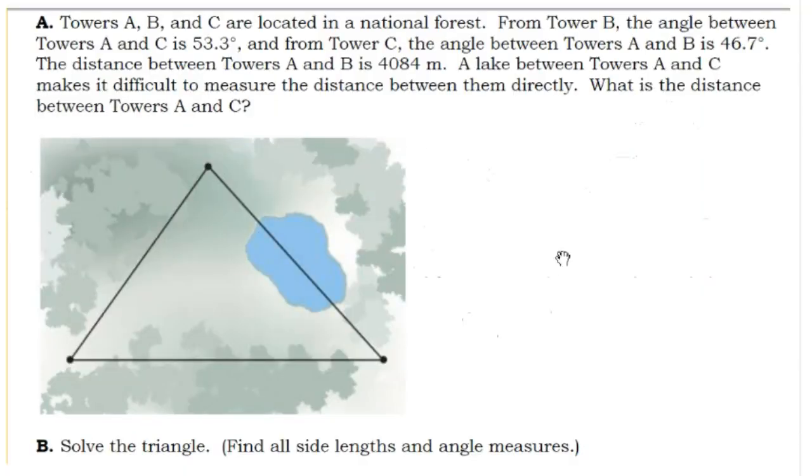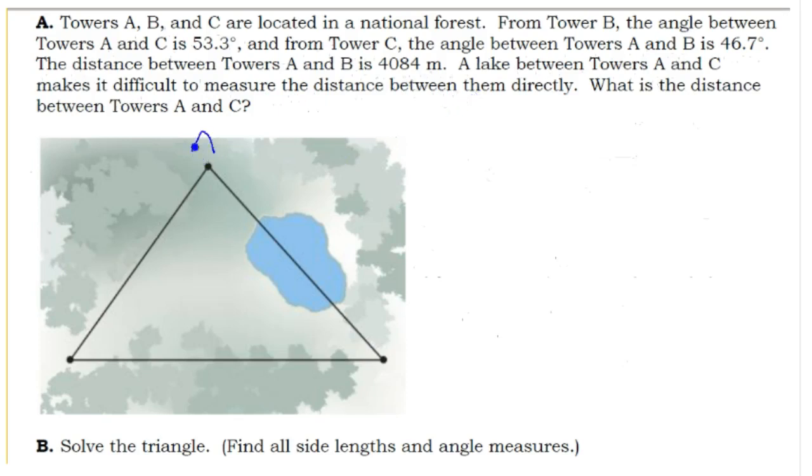So my first example says towers A, B, and C are located in a national forest. From tower B, the angle between towers A and C is 53.3 degrees, and from tower C, the angle between towers A and B is 46.7 degrees. The distance between towers A and B is 4,084 meters. A lake between towers A and C makes it difficult to measure the distance between them directly. What is the distance between towers A and C?